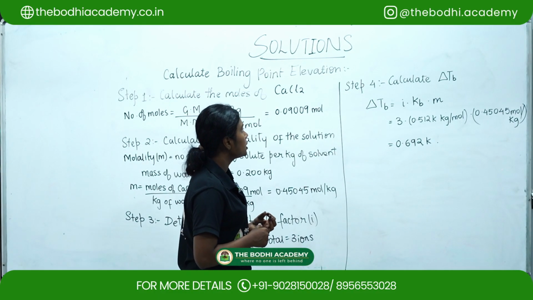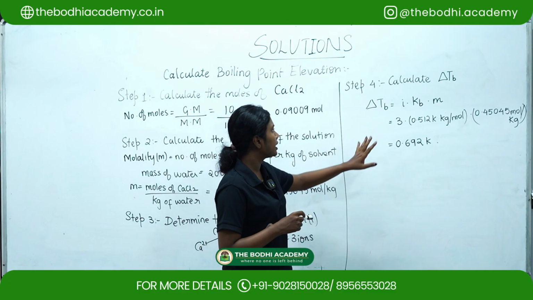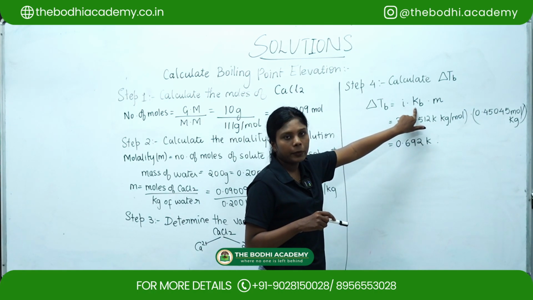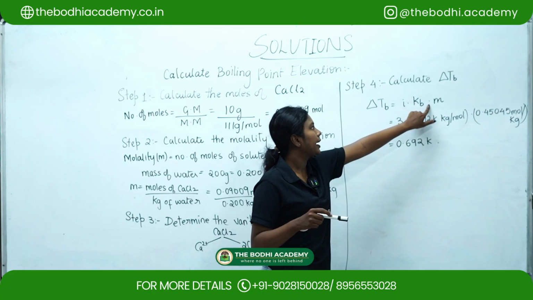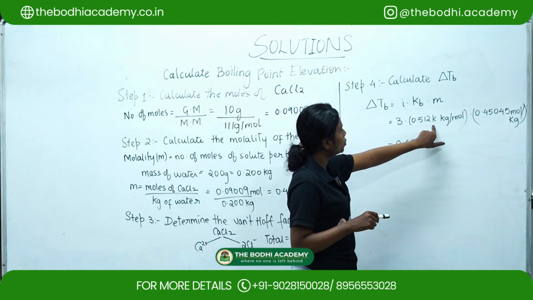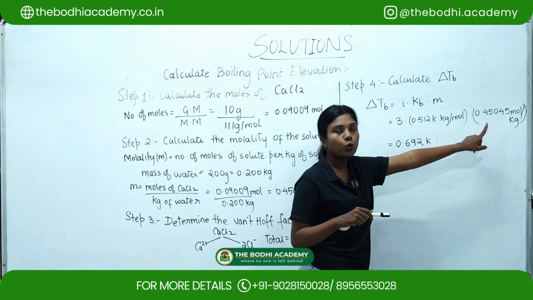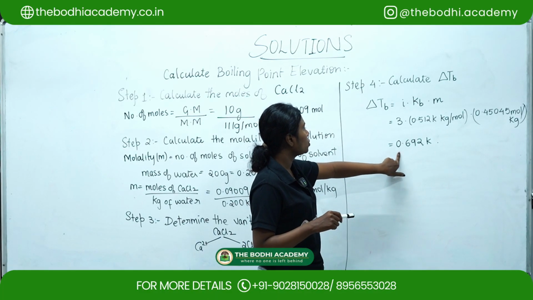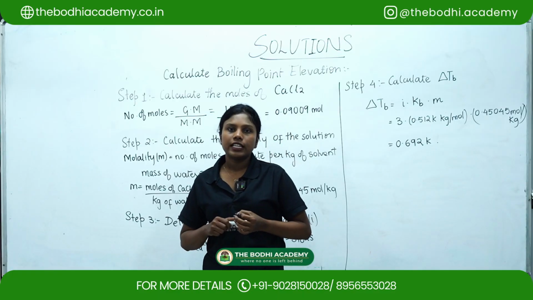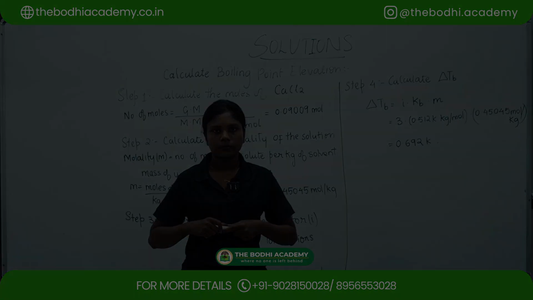Hence the Van Hoff factor, that is i, comes down to 3. Now moving last to calculate the boiling point elevation of the solution. It is given by delta Tb equals i, the Van Hoff factor, into Kb, my boiling point constant, into m, my molality. So 3 into 0.512 Kelvin kg per mole into 0.45045 moles per kg, and it comes down to 0.692 Kelvin.